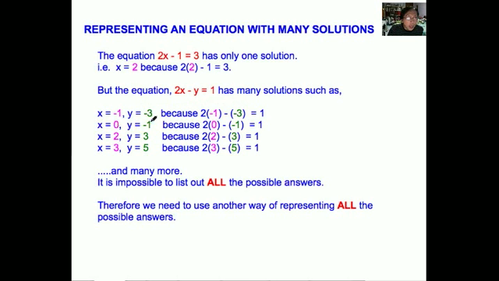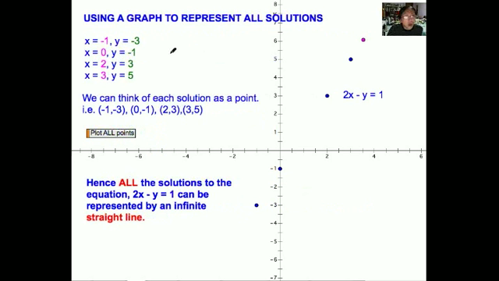x is 0, y is negative 1 also satisfy the equation. And there are many more possible solutions. It is impossible to list out all of them. Therefore, we need to use another way of representing all the possible answers. We use a graph to represent all the solutions.